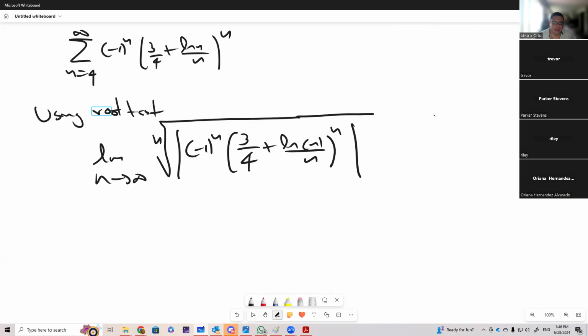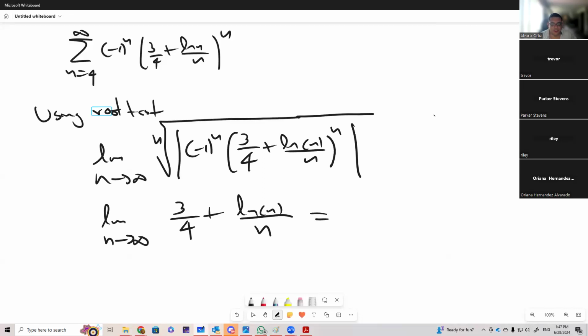And also the absolute value is going to help me get rid of the alternating piece. So this is just going to be the limit as n goes to infinity of 3/4 plus log of n over n. And now, this limit is of the shape infinity over infinity, because this piece is fine. This is 3/4.